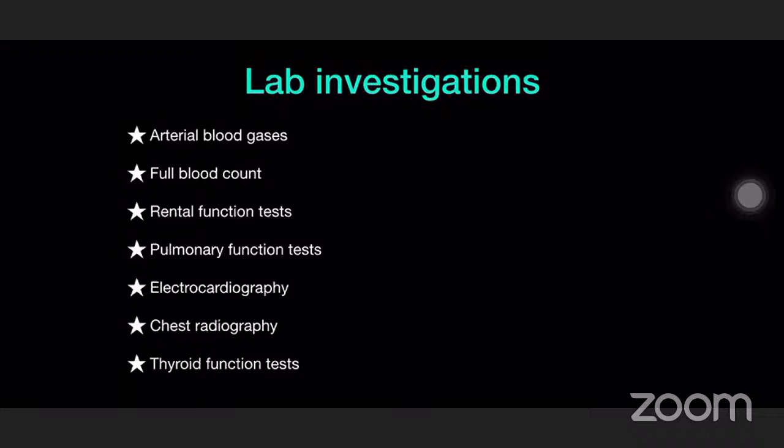Then we have full blood count. It may indicate if there's any anemia, which may contribute to hypoxia. The third one is the renal function test. It indicates obstruction, restriction, and gas diffusion abnormalities. Then we have pulmonary function.